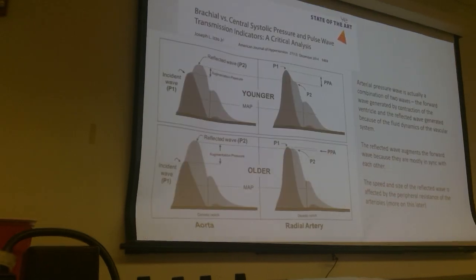All right, so I jumped forward to the slide, but there's a number of things that can affect the shape of this wave, both the reflected and the forward wave. One of the biggies is the peripheral resistance of the arterioles. We'll talk about that a little bit later. Any questions so far?